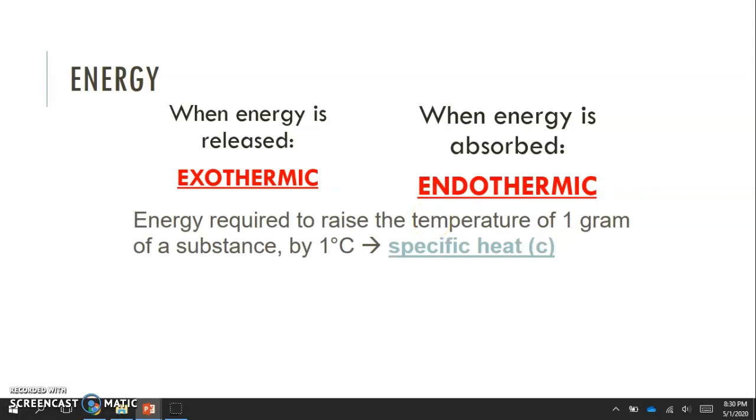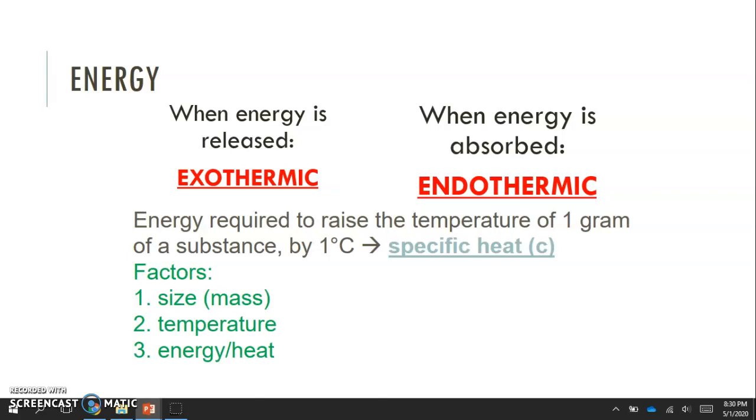Just a term to be aware of is specific heat. You'll see it denoted as a lowercase c, and that's just the energy required to raise the temperature of 1 gram of a substance by 1 degree Celsius. A lot of times you can find specific heats of substances in reference tables. There are different factors that will affect the specific heat of chemicals, including mass, temperature, and also energy and heat as well.